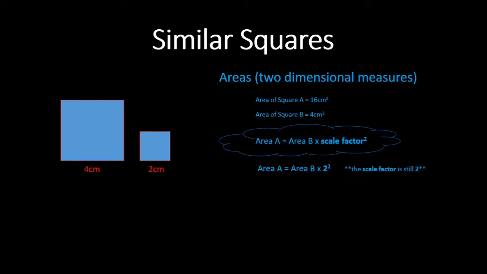Okay, so that means that area of A is equal to area of B times 2 squared. The scale factor is still 2, the same scale factor as I had for the lengths, but for the areas, I multiply by that scale factor squared. So to find the area of A, I have to multiply the area of B by 4, because the scale factor squared is 4. Okay?